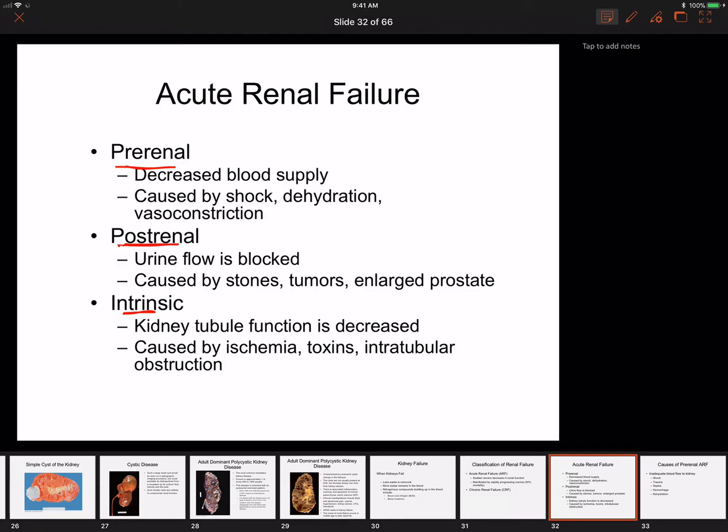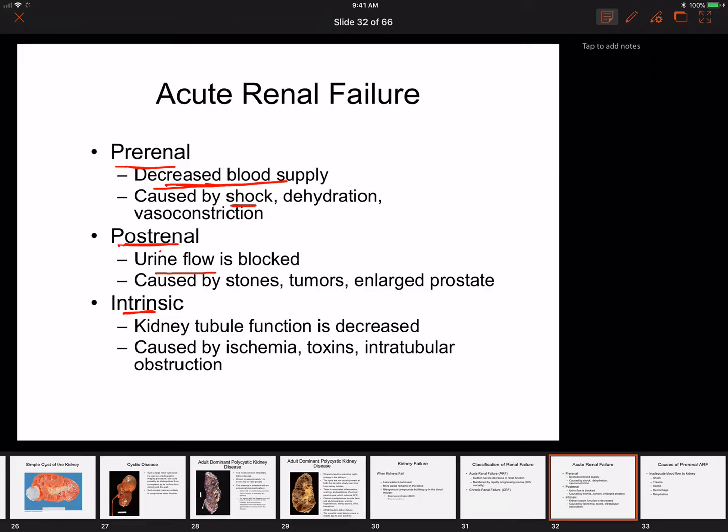Pre-renal means before we get to the kidney. Why would the kidney fail? Well, if someone is hemorrhaging in a state of shock, then less blood will go to the kidney. Now, the kidney is a highly metabolic tissue. If you deny it of blood supply, even for a short period of time, that will result in cell death. So, if we decrease blood supply to the kidney because of a state of hemorrhage, then this will result in kidney failure.